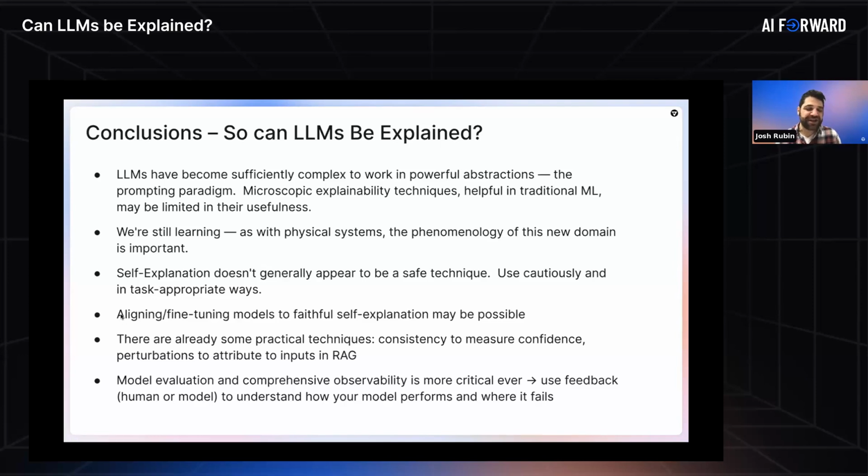I would love to know if aligning or fine-tuning for faithful self-explanation is possible, because I think there's a potential there. We already have practical techniques that we can use: consistency for model confidence, perturbation of inputs, RAG. And then finally, this has all shown that comprehensive observability is more critical than ever when the explainability tools are weak. So, use feedback from humans or from other models to understand how your model performs, how well it performs, and where it fails. Quantify that. Do evals on your model on different data sets.